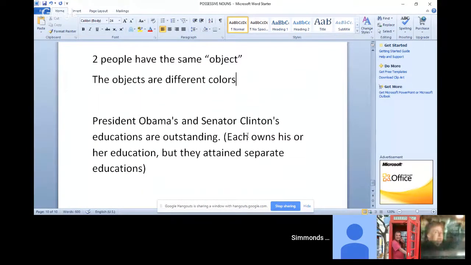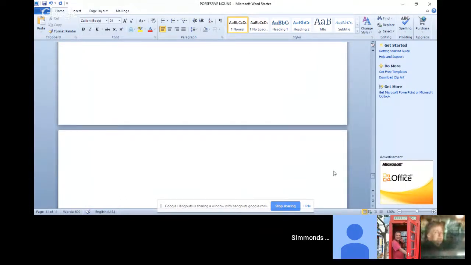So, President Obama's and Senator Clinton's educations are outstanding. Each has his or her own education, but they attained separate educations. So again, we have the two people, the same kind of object, and this object is education. The educations are different. Does that make sense? You're saying that both Senator Clinton and President Obama are outstanding because of their education. Their educations are very outstanding, I should say. If not, that changes the context. All right. I think it could be time to practice.